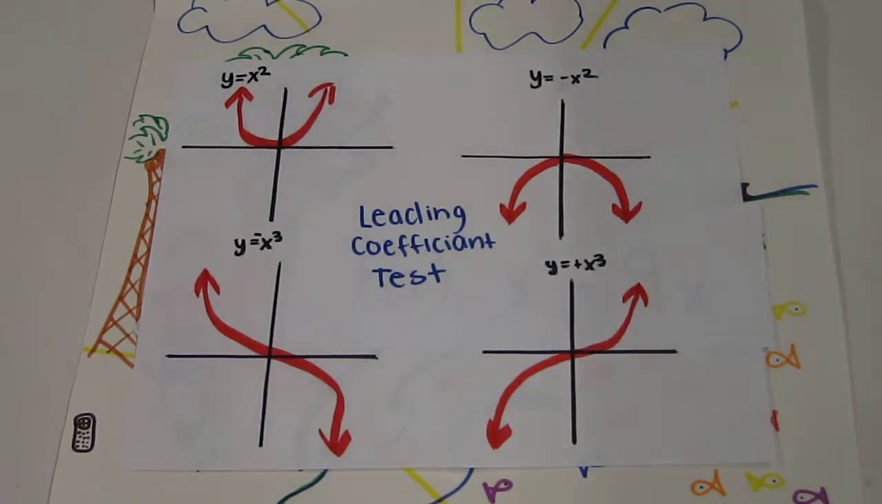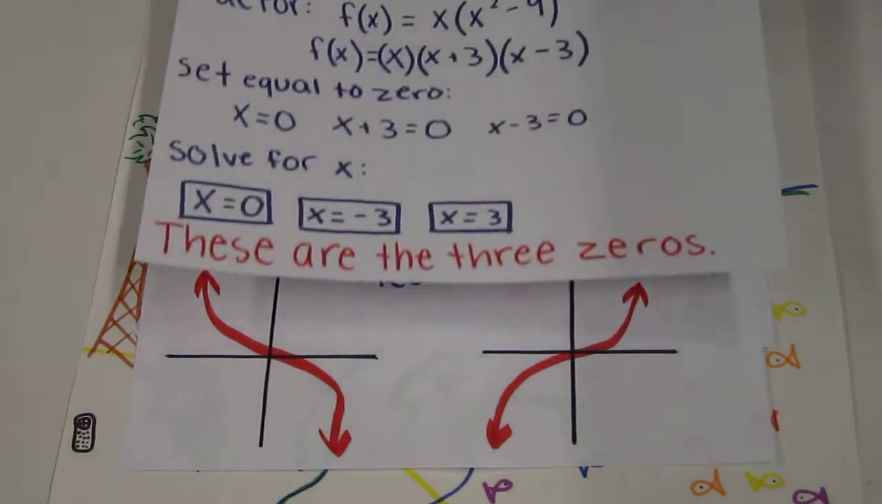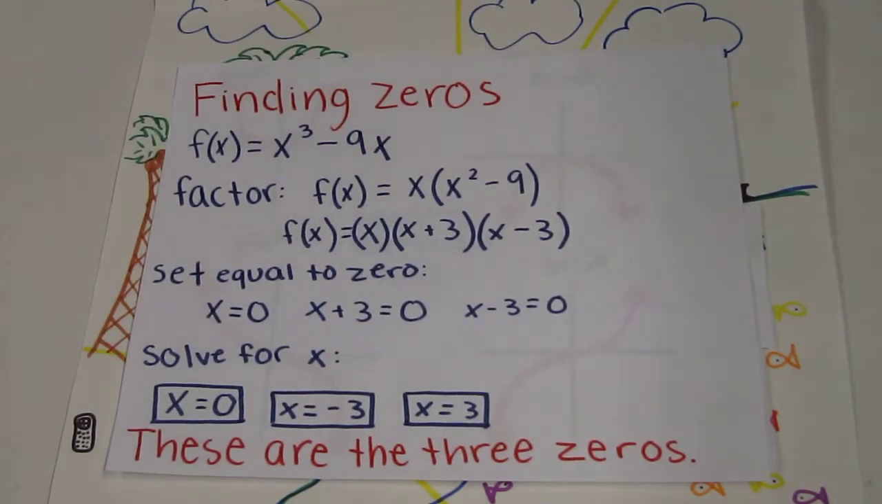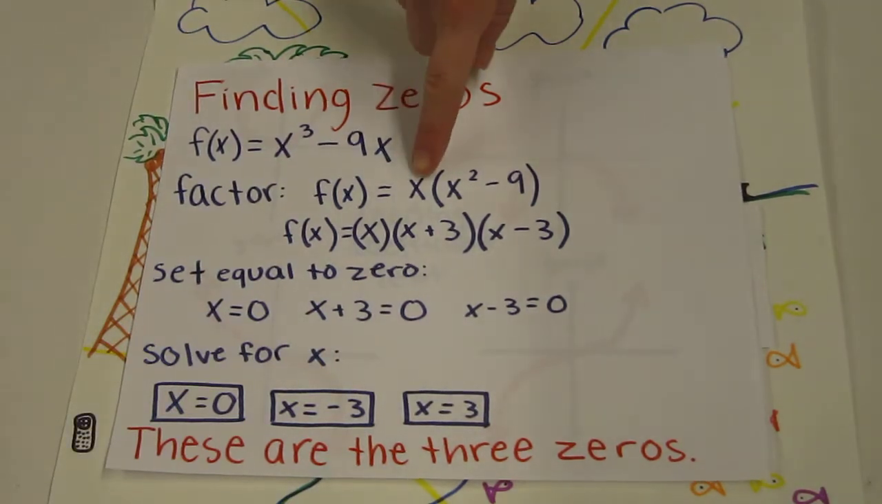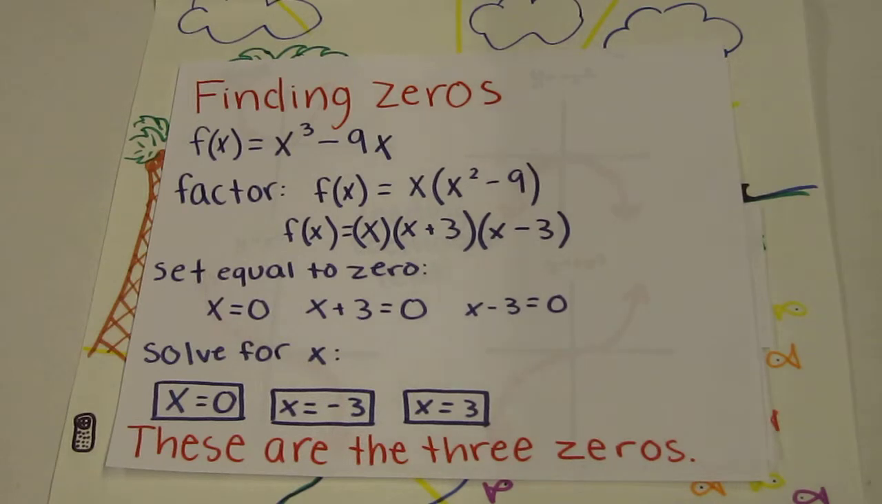The next step to being able to graph this function is to find the zeros of the function. You must first see if you're able to factor the function. In this case, an x can be factored out. The new function looks like this: x times (x squared minus 9). Factoring it further gives you x times (x plus 3) times (x minus 3).